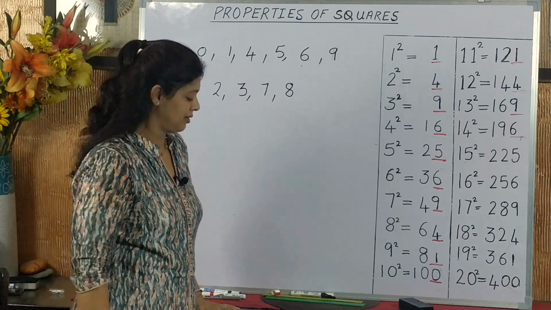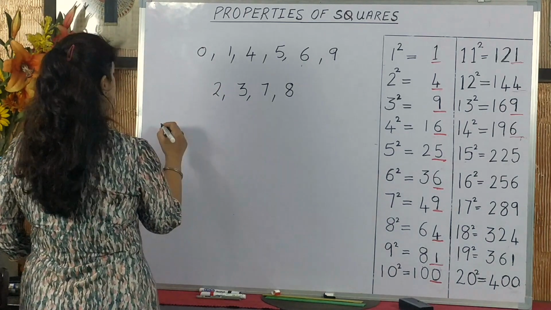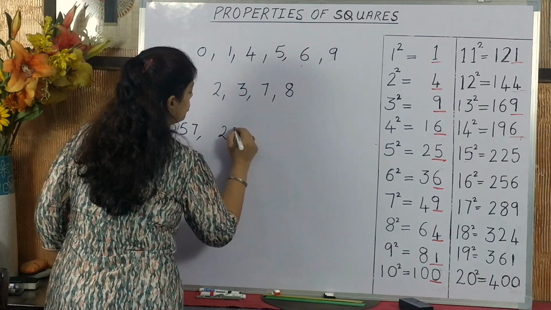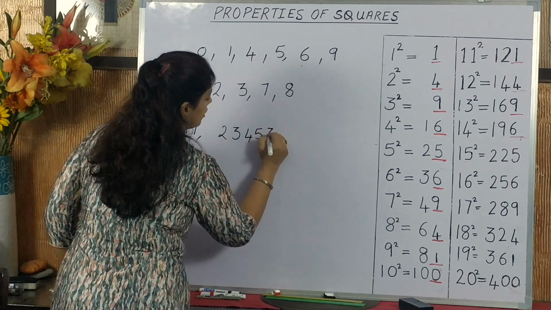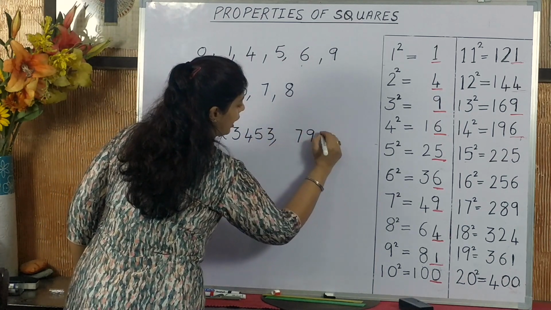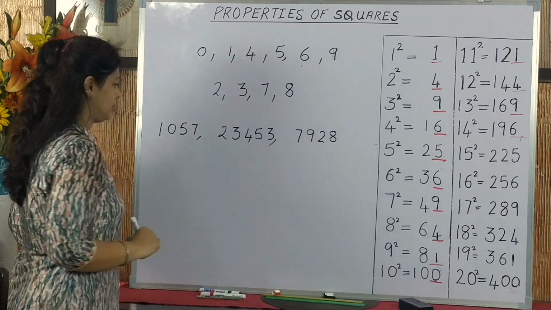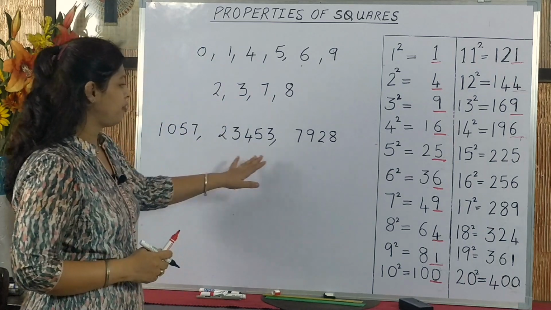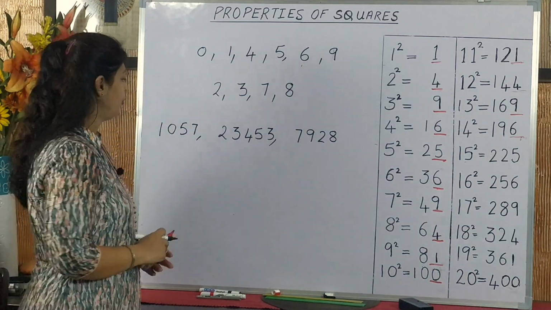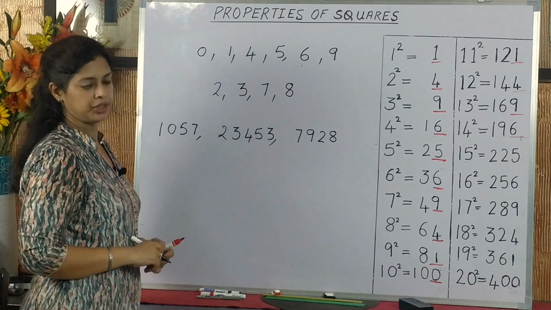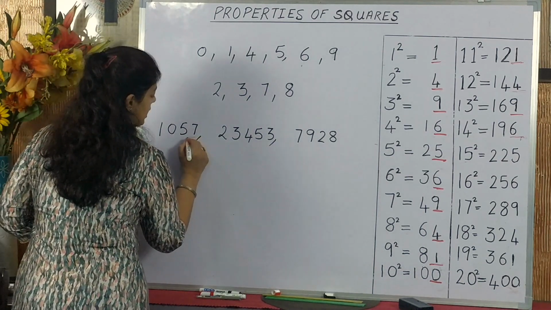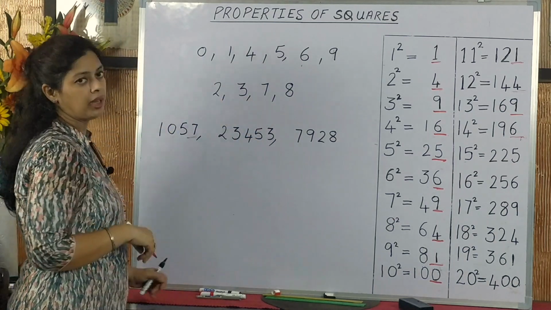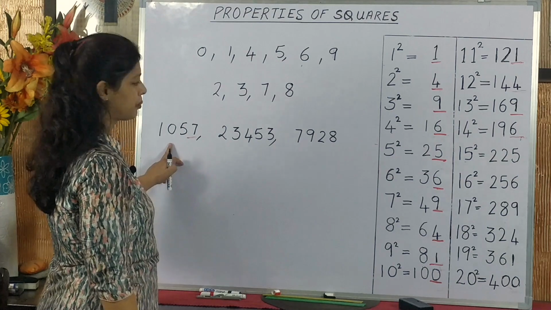Now for example, if I have the number 1057, 2, 3, 4, 5, 3, 7, 9, 2, 8, and just by looking at these numbers, if you are asked to say whether these numbers are perfect squares or not, in such cases we look at the digit in the units place or the last digit. In the first number, the last digit is 7, and we know that numbers ending in the digit 7 are not perfect square numbers. So this is not a perfect square.